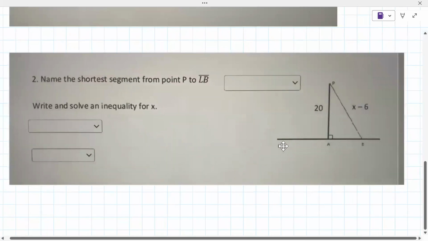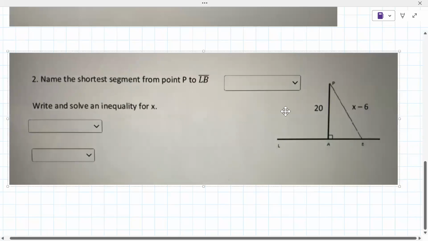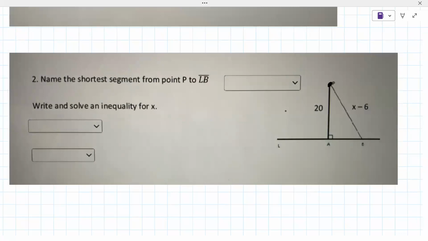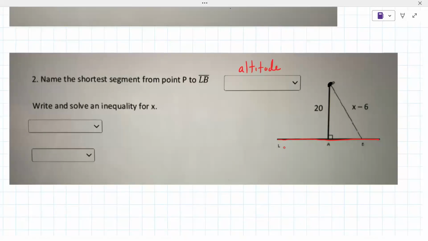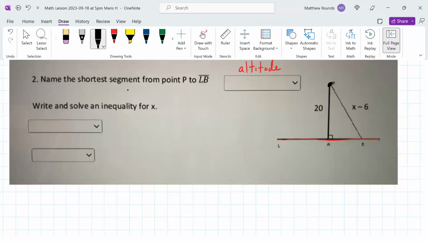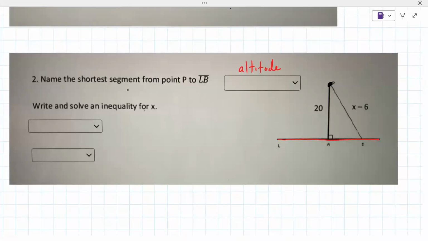All right, name the shortest segment from P to LB. So here's P, here's L, LB. I guess I gotta highlight that in red. That is called, when you drop straight down, that's called an altitude. Okay. So straight down is called an altitude.